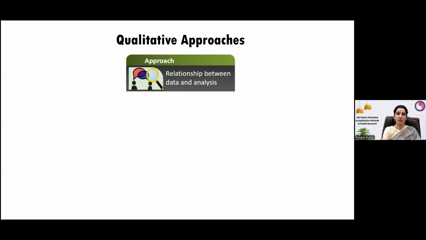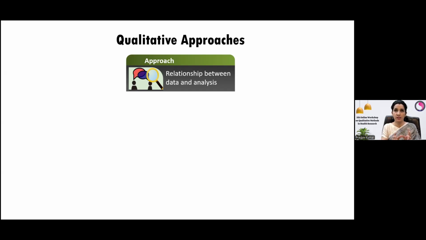Because when you see these initially, you might think that phenomenology is very similar to grounded theory, or wonder how narrative is different from the case study, or how phenomenology is different from ethnography. There are various types. We'll see how to differentiate between these study designs or qualitative approaches, and what approach you should take depending on your research question or the central phenomena.